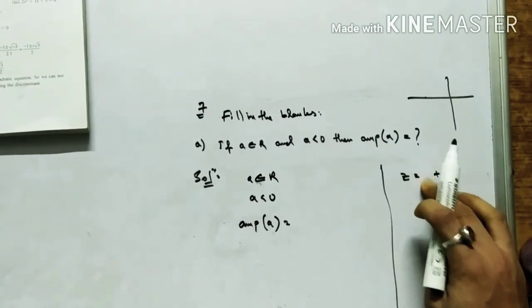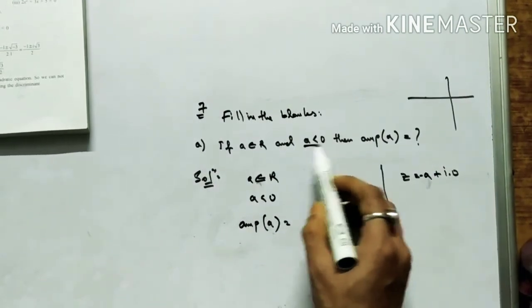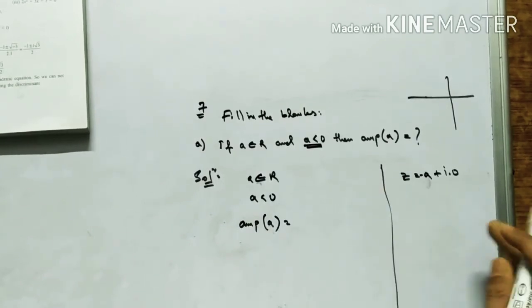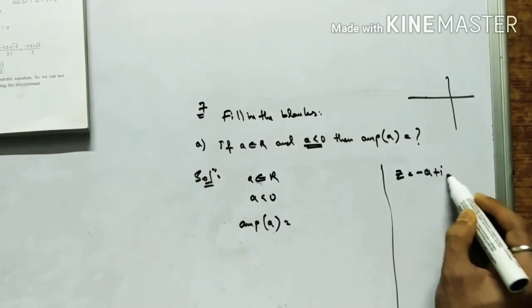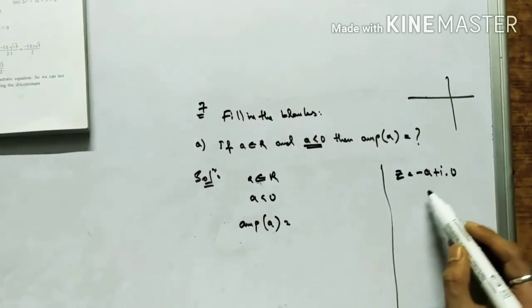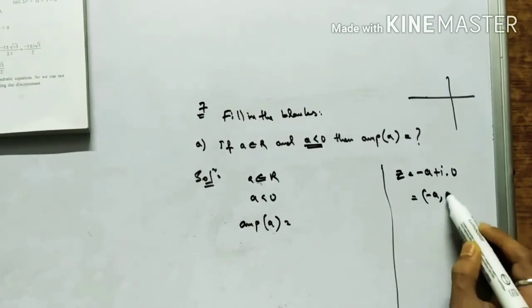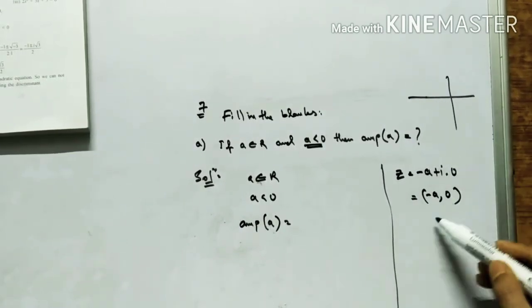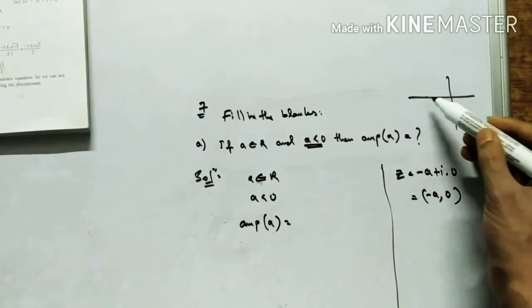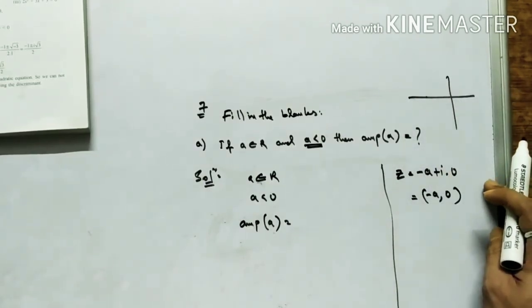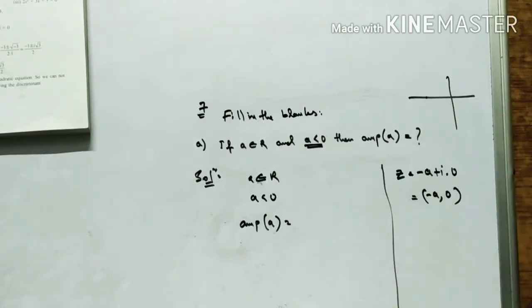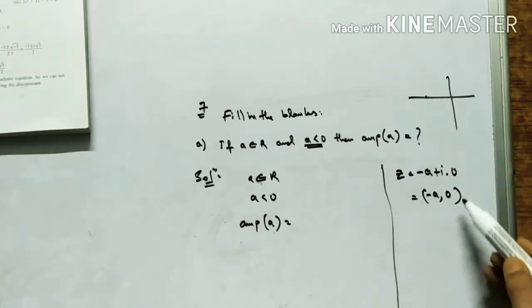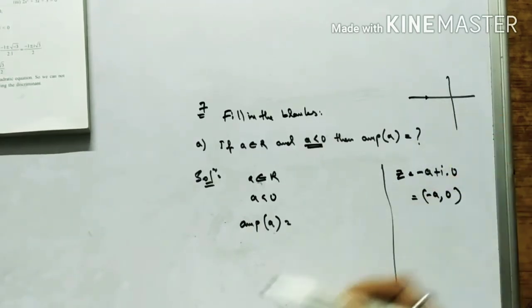Sorry, not A, this is minus A, because A is less than 0. So Z is equal to minus A plus i dot 0, which is equal to the point (minus A, 0). This point lies on the negative part of the real axis.